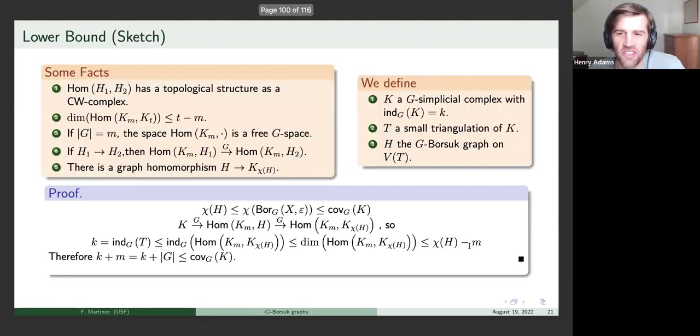Francisco, can I ask a question there? Yes, thank you. I was wondering if you could walk me through the very first step, why the chromatic number of H is at most the chromatic number of this Borsuk graph.